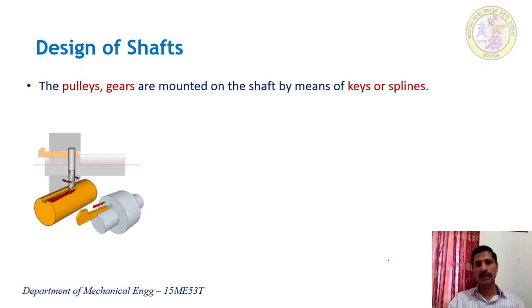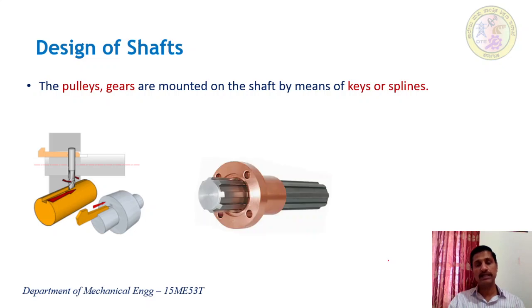As I told, the pulleys or gears are mounted on the shaft by means of keys or splines. Here we have a continuous keyway cut on the shaft in order to mount the pulleys and gears. In between the shaft and a pulley or a gear, we insert a key, and this avoids relative motion between these two and works as a rigid member. This can also be achieved by using a splined shaft. In the splined shaft, we have continuous axial grooves, and we have a corresponding recess on the hub portion. So this gives you an extra freedom to move the hub axially along the shaft.